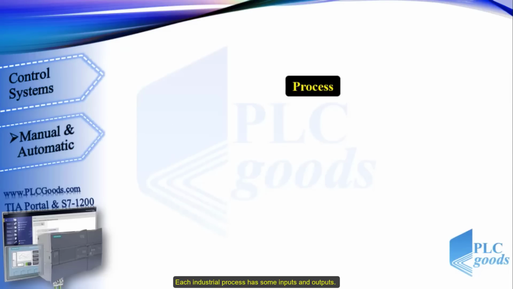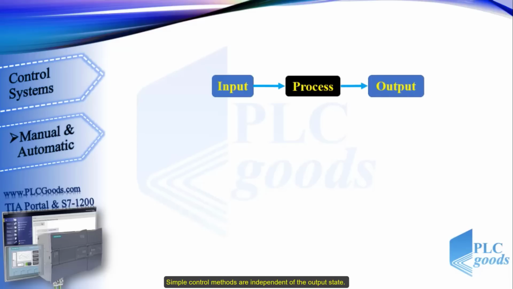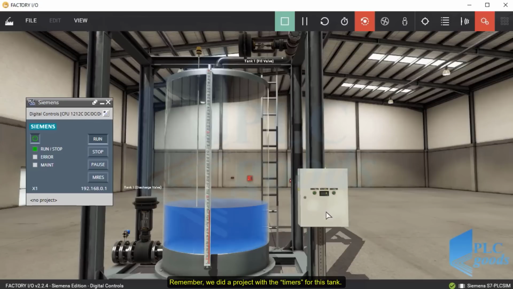Each industrial process has some inputs and outputs. Simple control methods are independent of the output state. Remember, we did a project with the timers for this tank. Now I am going to show you the problem with a manual control system.